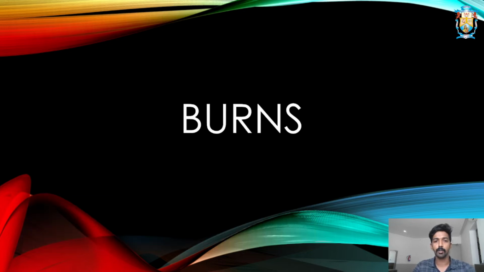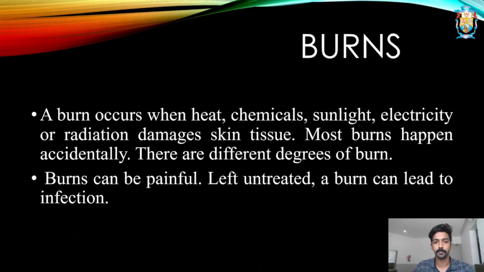Now, I will take a small section about burns: what burns are, the causes of burns, and also the classifications of burns. A burn occurs when heat, chemical, sunlight, electricity, or radiation damages the skin tissue. Most burns happen accidentally. There are different degrees of burns. Burns can be painful. Left untreated, a burn can lead to infections. So what we do after a burn is clean the burn area and sterilize it, hence there won't be any infections.